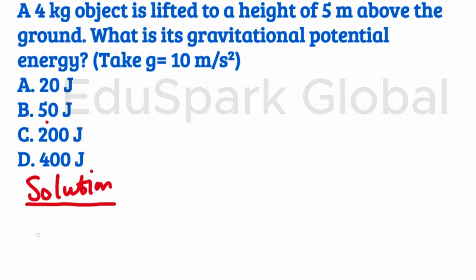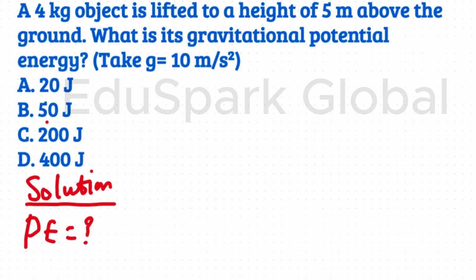A 4 kilogram object is lifted to a height of 5 meters above the ground. What is its gravitational potential energy? Take g to be 10 meters per second squared. So in this question, we have to calculate the gravitational potential energy, which is PE. So our potential energy is unknown.